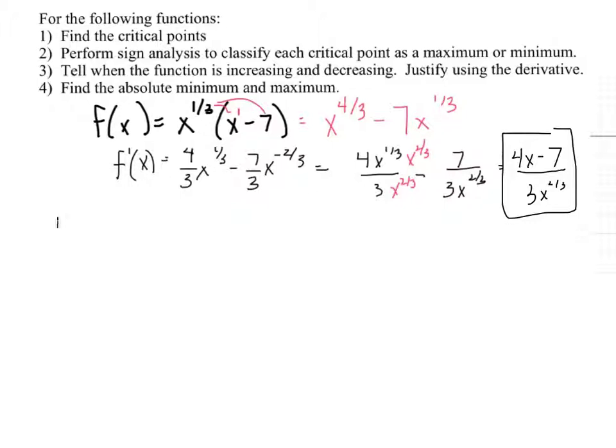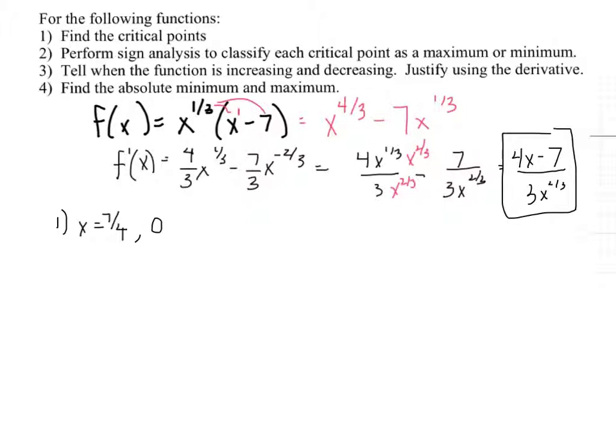Okay, so first we're going to find the critical points. First let's look for what makes the top 0. 4x minus 7 equals 0. Add 7, divide by 4. X equals 7/4. Then we look at what makes the bottom 0. Well, it would just be 0.